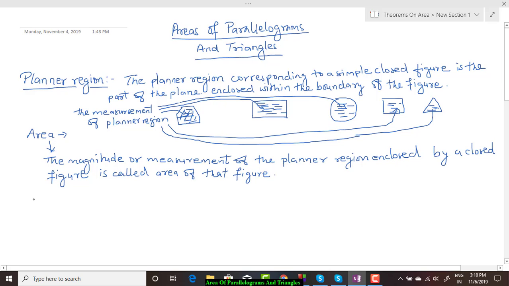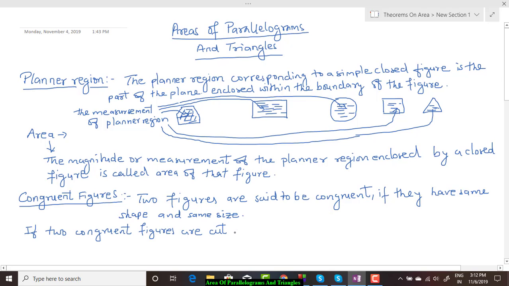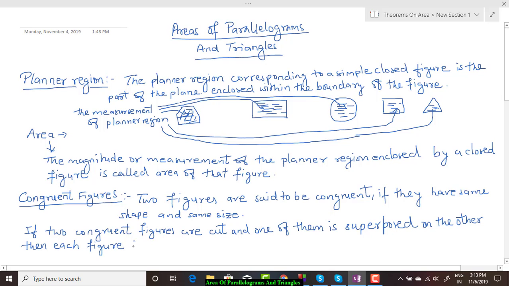Now the next thing is called congruent figures. Very much important concept. So two figures are said to be congruent if they have the same shape and the same size. If two congruent figures are cut out, and one of them is superposed on the other, then each figure covers the other completely. Fine. So this is the idea regarding congruent figures.